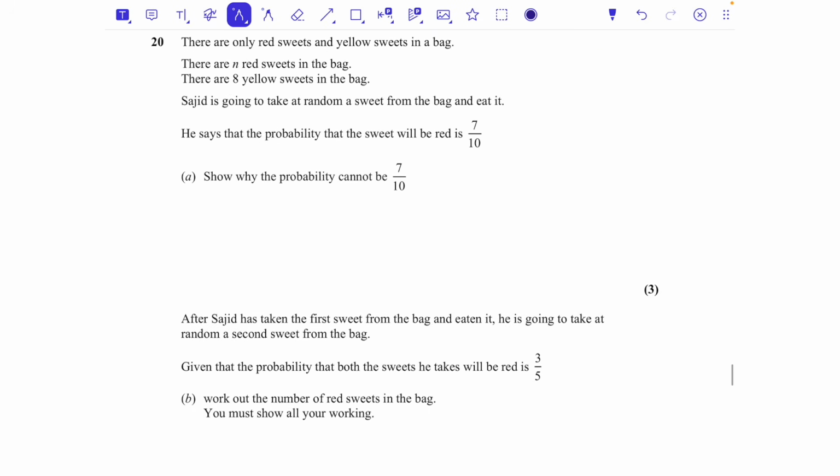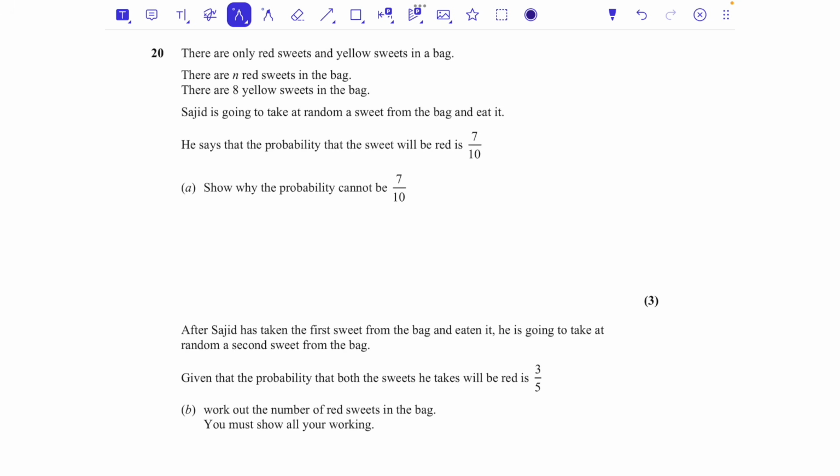Question number 20. There are only red and yellow sweets in a bag, so only red and yellow. There are n red sweets in the bag, and there are 8 yellow sweets in the bag. Sajid is going to take at random a sweet from the bag and eat it. He says that the probability the sweet will be red is 7/10. Show why this cannot be the case.